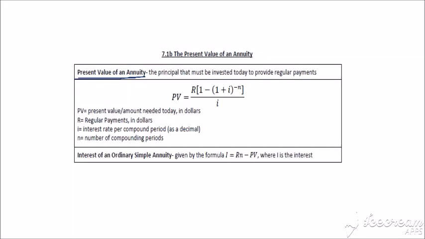to provide for regular payments. Okay, so the present value is going to be the PV. That's the amount you need today to invest.